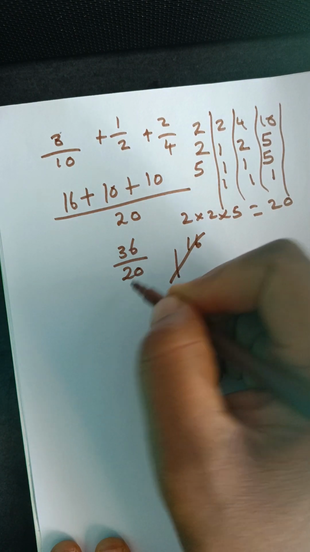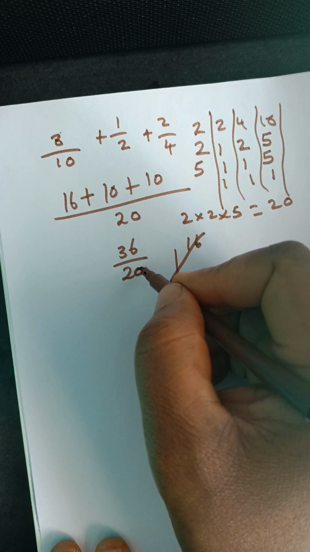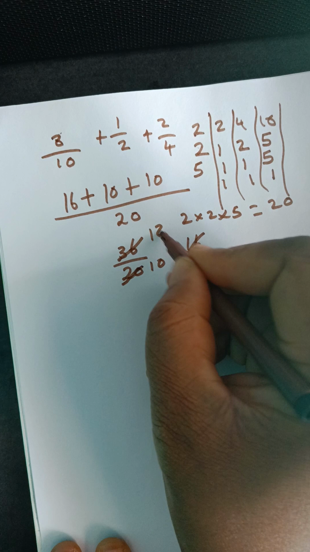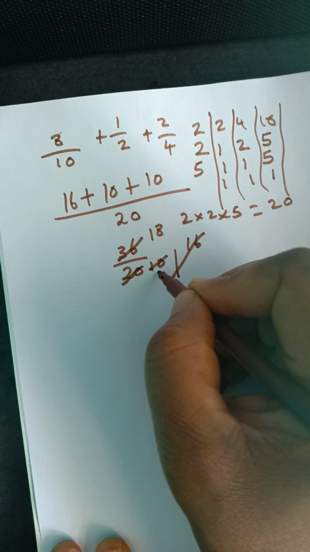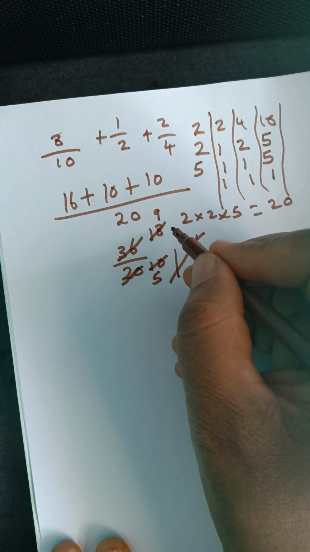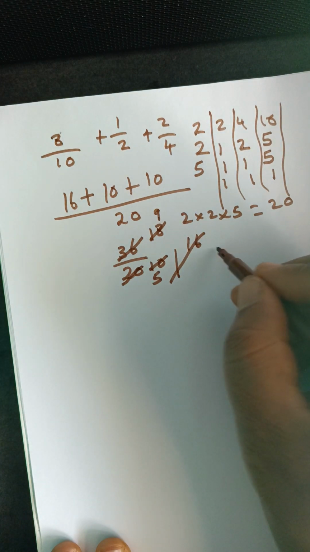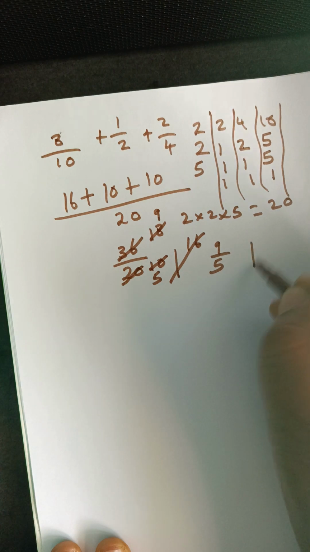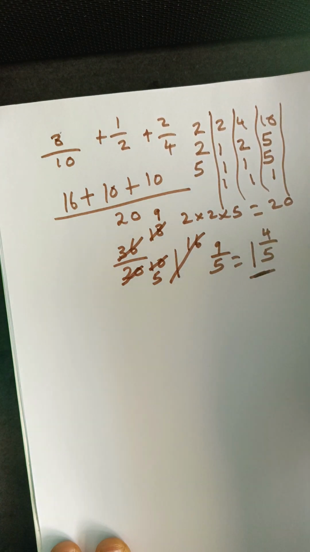Preferably, something can divide this. So 2 can divide 20, which is 10. 2 can divide 36, which is 18. 2 can divide 10, which is 5. 2 can divide 18, which is 9. So we're left with 9 over 5. 9 over 5. And how many 5s are in 9? 1, remainder 4. So this is our answer.